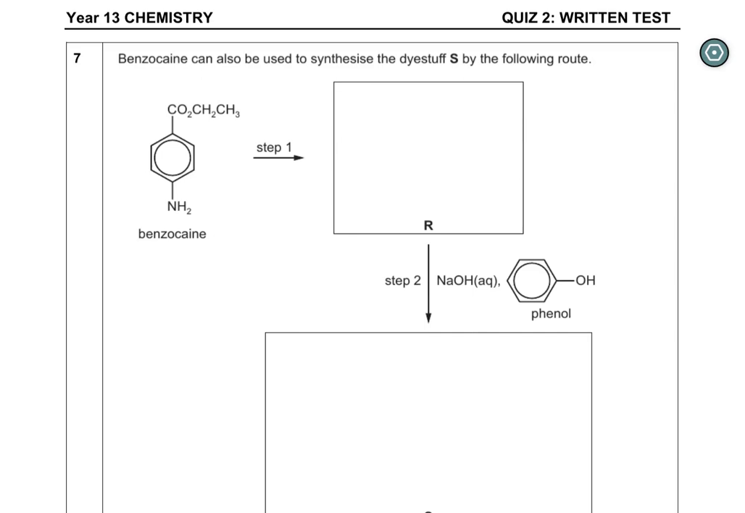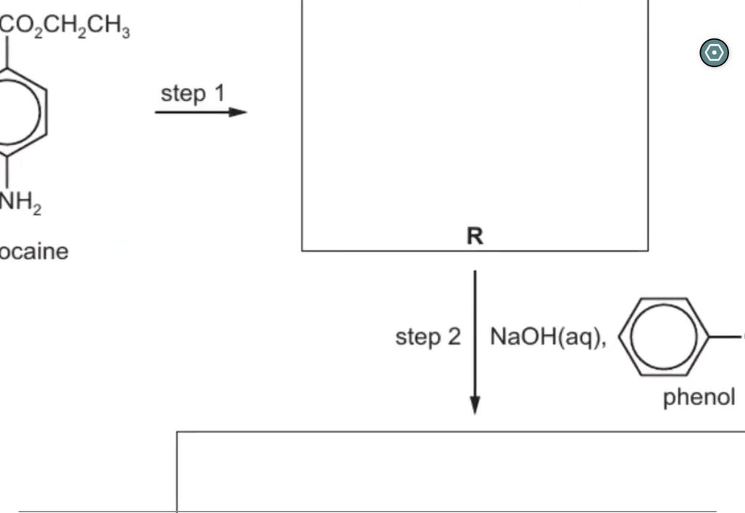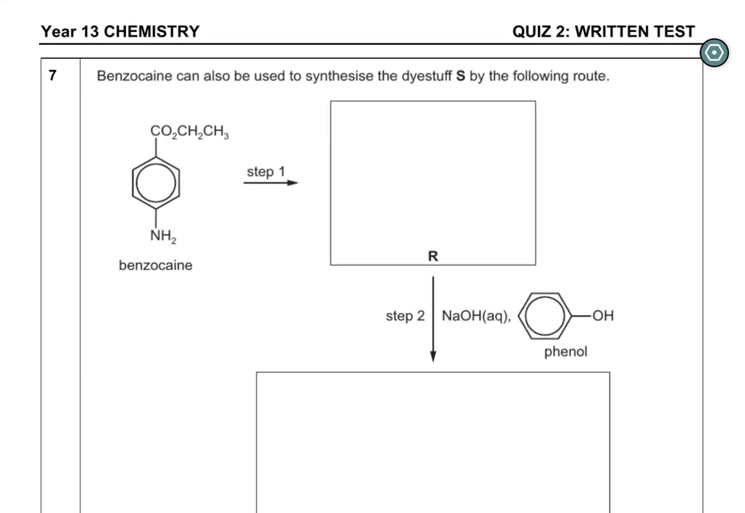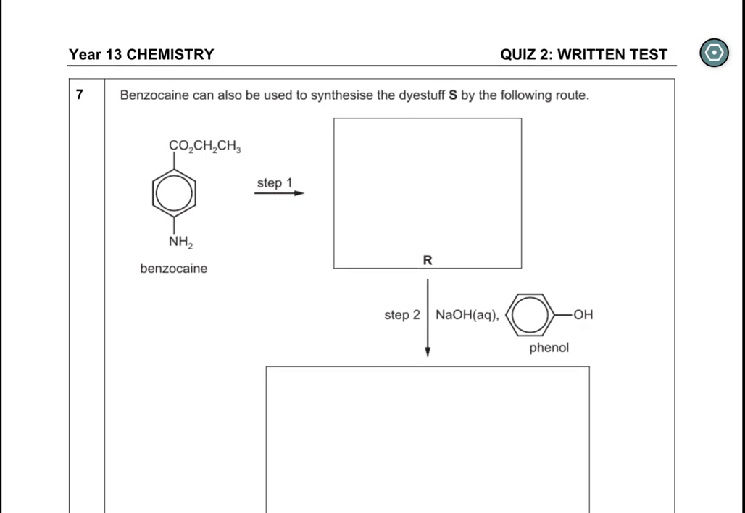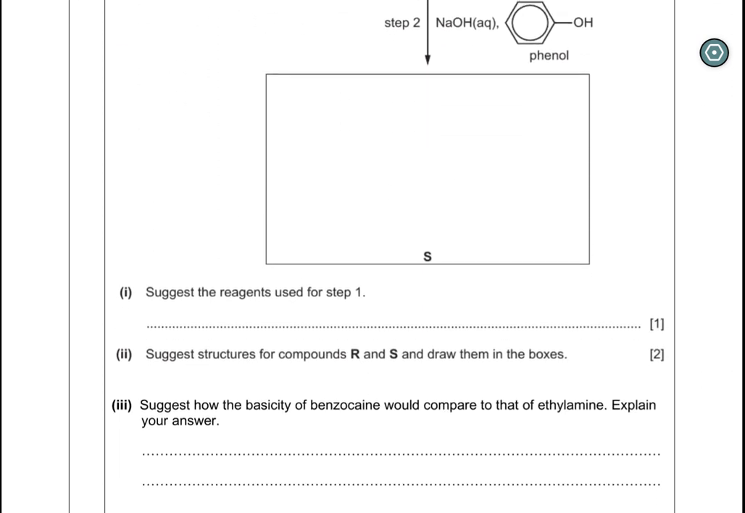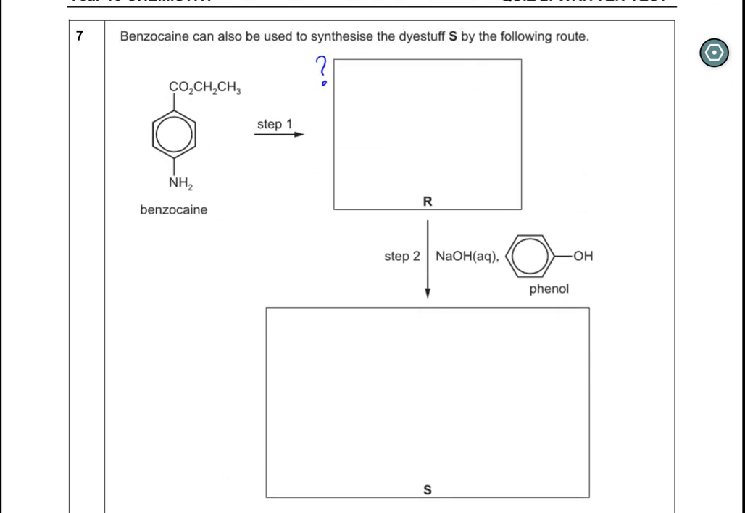Now we've come to question 7. Benzocaine can also be used to synthesize the dyestuff S by the following route. Okay, so you have benzocaine, and this is something that you don't know. Let's enlarge this. You don't know what this box is. Let's just look at the question. Suggest the reagent used in step 1.